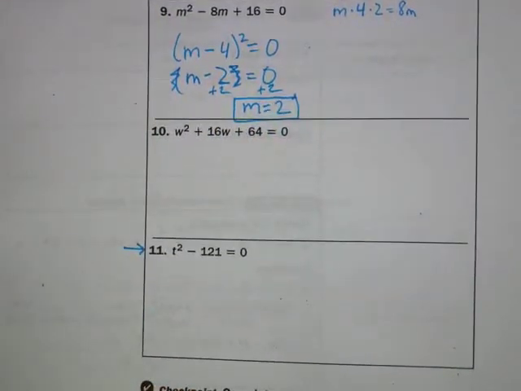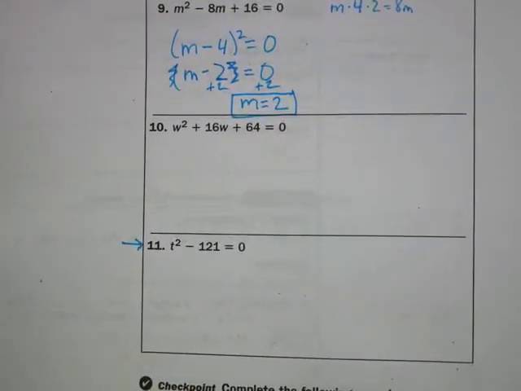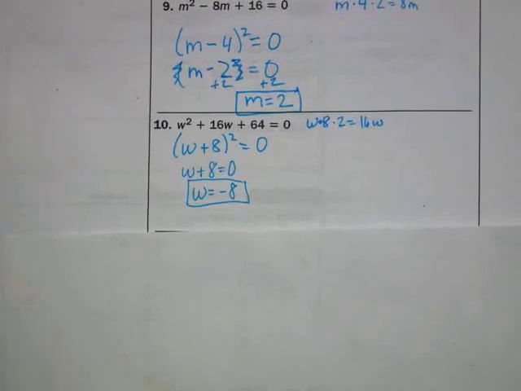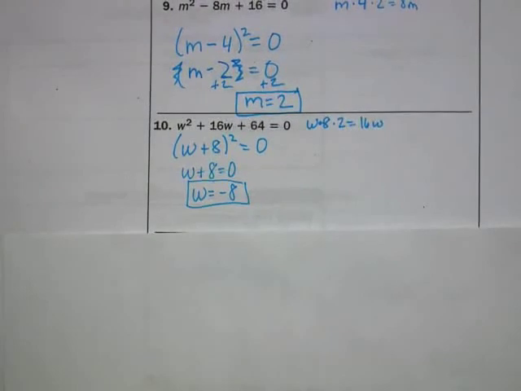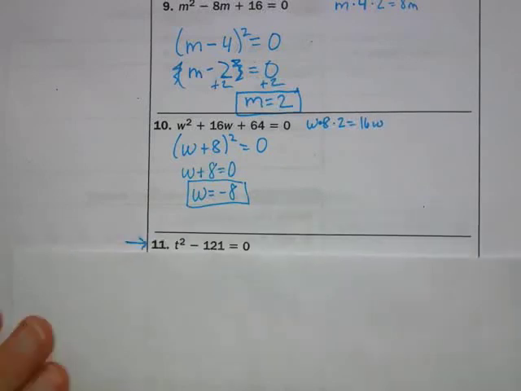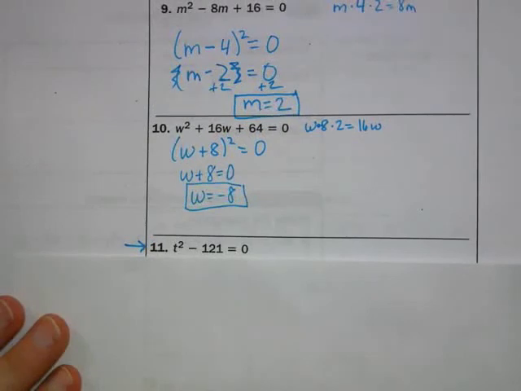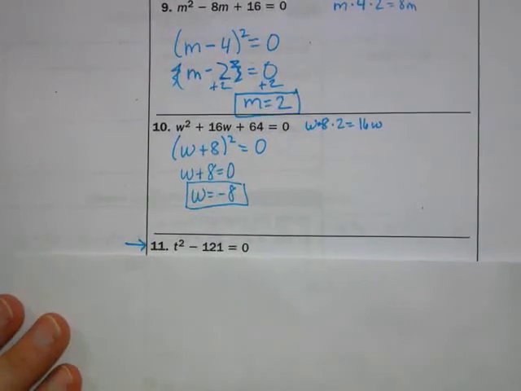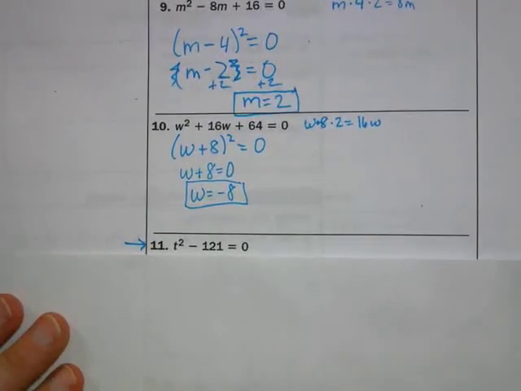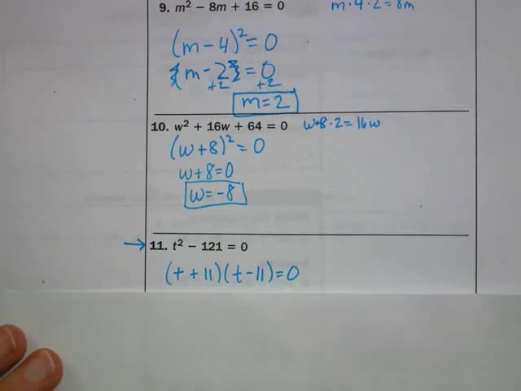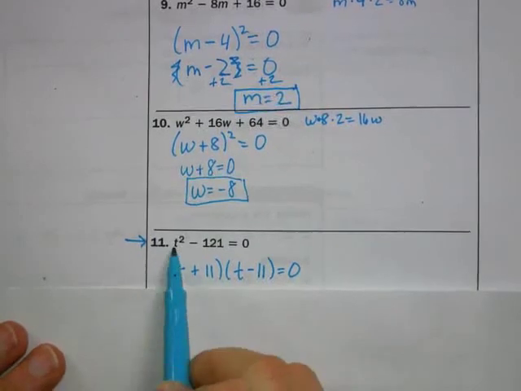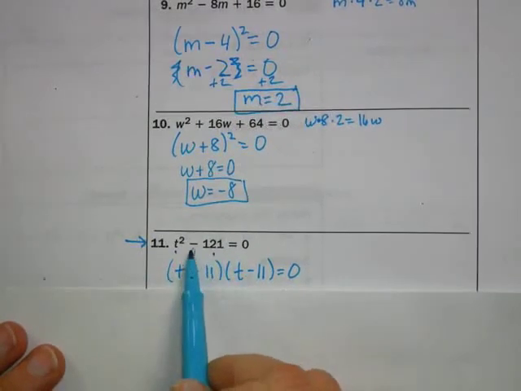Okay, did you get w equals negative 8 for 10? It worked out. It was a perfect square trinomial. You take your shortcut, w equals negative 8. Now the next guy, I gave you a heads up, that's not a perfect square trinomial. That's the sum and difference pattern, isn't it? So that's t plus 11, t minus 11. Perfect square, minus sign, so it's a squared minus b squared, and sum and difference.